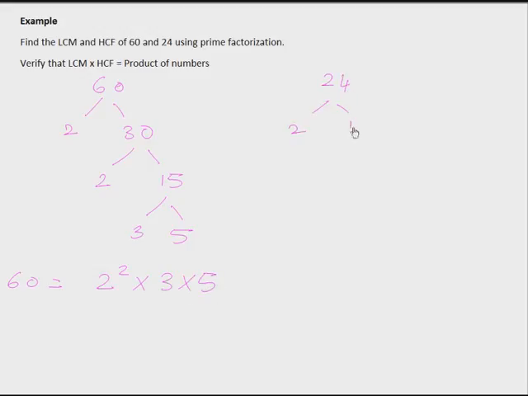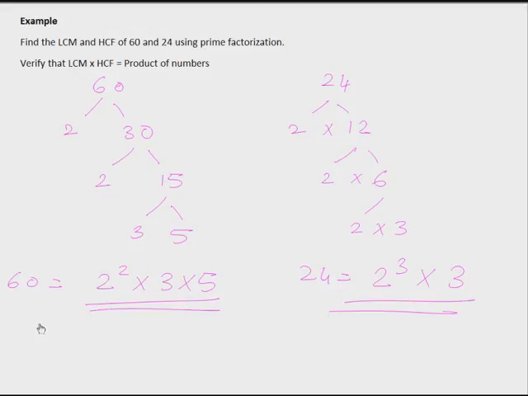24 is 2 into 12, 12 is 2 into 6, 6 is 2 into 3. So 24 is 2 cube into 3, or 8 into 3 for those who want to do it fast. So I have my two prime factorizations. Let's pull out the HCF. The HCF is a factor that is common to both. That means for each prime, I'll look at whether that prime occurs in both, and I'll look at how many times it occurs in both.